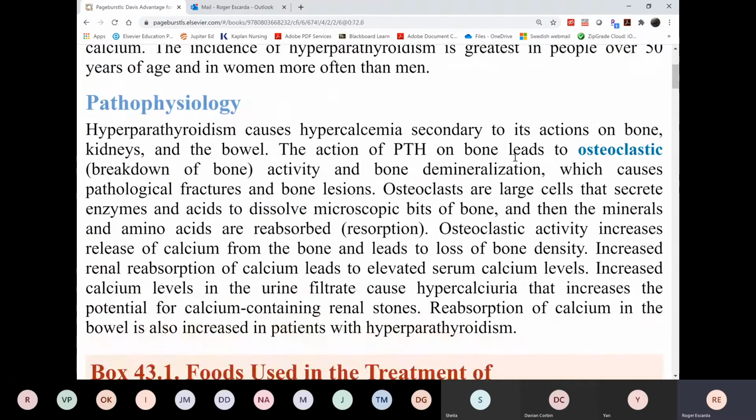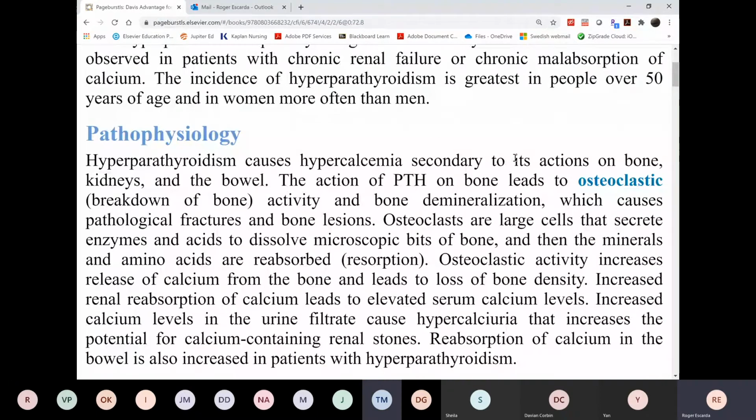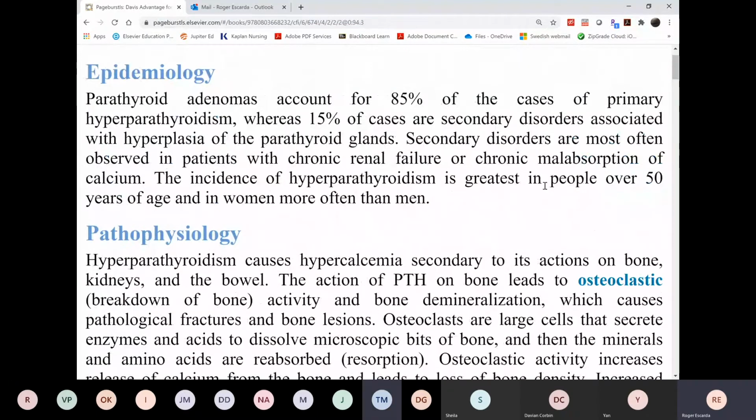So most likely, if you have a malabsorption problem, will hyperparathyroidism be your only problem? No. You probably have anemia or any other nutritional condition, correct? Yeah. Okay, so if you have secondary hyperparathyroidism and it's caused by a malabsorption problem, this will only be one of your problems. You'll have multiple.